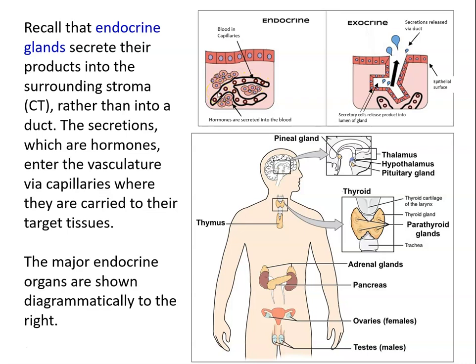From there, those secretions, which are hormones, enter the vasculature. So typically endocrine glands have a rich vascular network. Via this vasculature, those hormones reach their target tissues or organs.